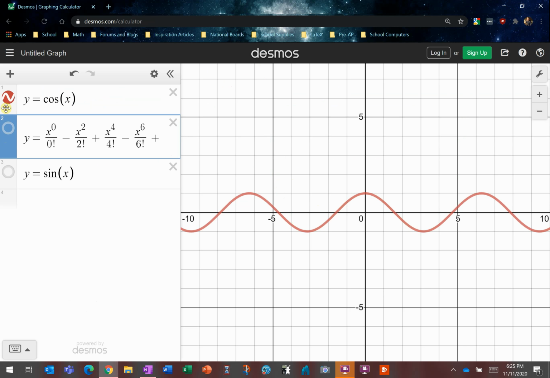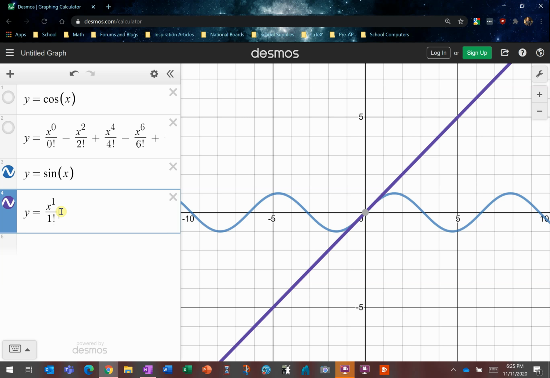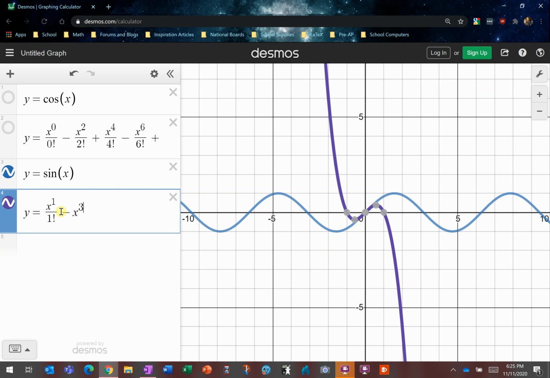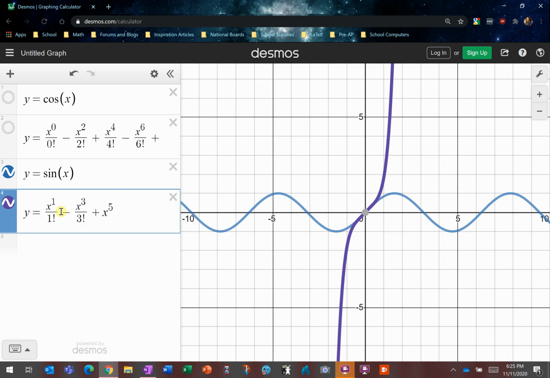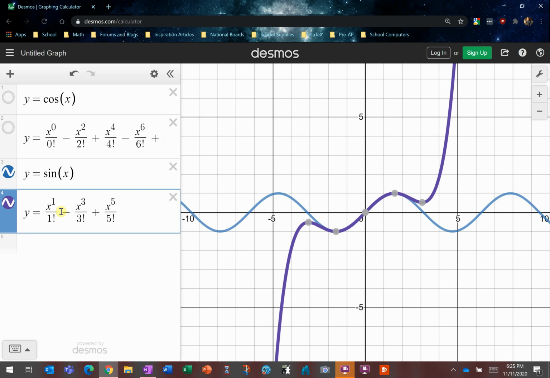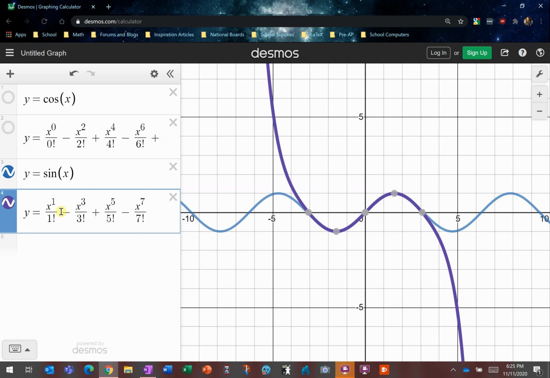So we'll turn these two guys off. Here is sine. How do we write it out? Well, we know it has to start with an odd power, so x to the first, divided by 1 factorial, and it always alternates in sign. So minus x cubed, oops, divided by 3 factorial, right? It's looking pretty good so far, plus x to the 5th, divided by 5 factorial. Look at that, it's doing really nicely. Minus x to the 7th, divided by 7 factorial. Oh yeah, we're doing so well.